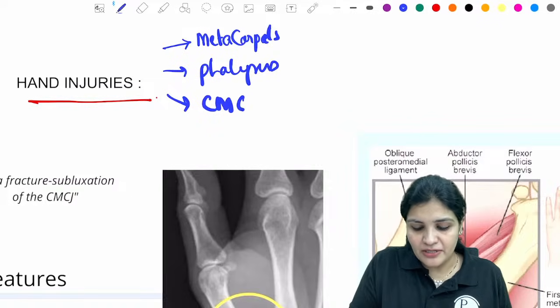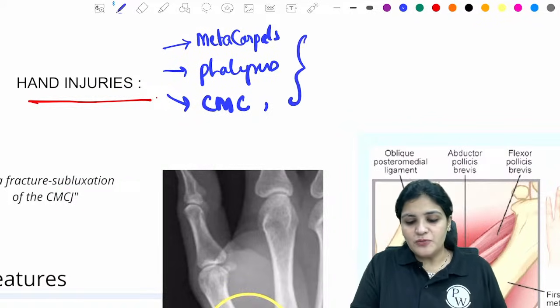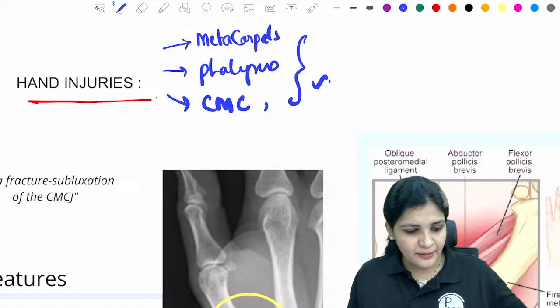And then about the joints, the carpo-metacarpal joints, right? So these are the things which we read in the hand injuries.